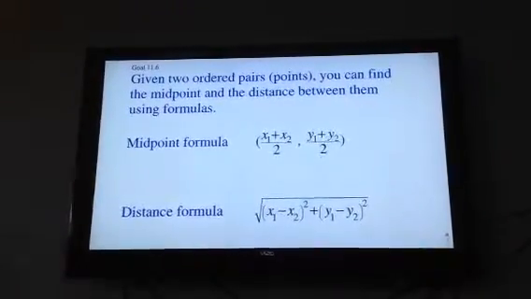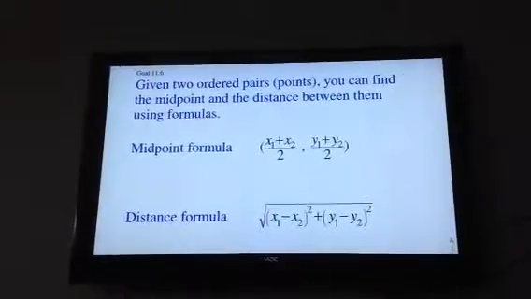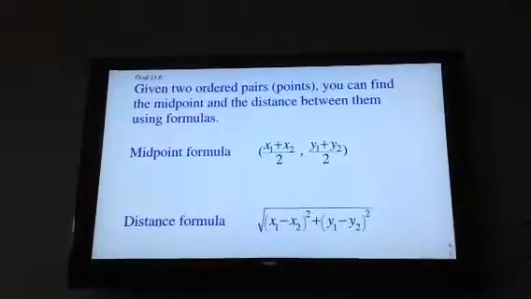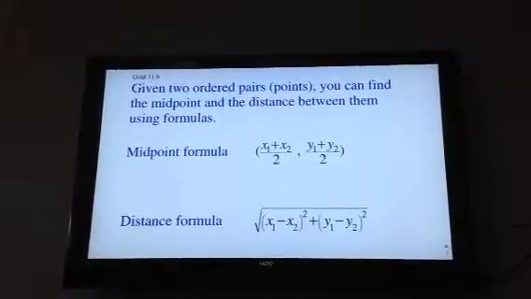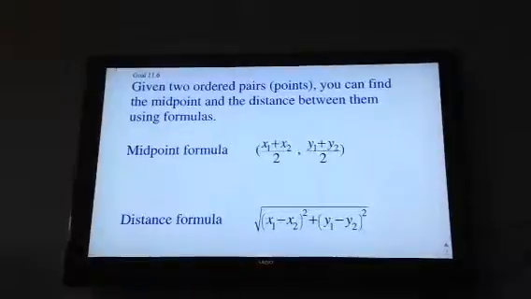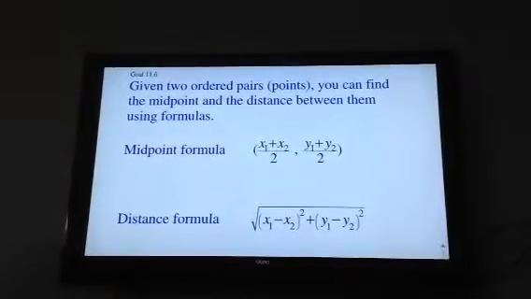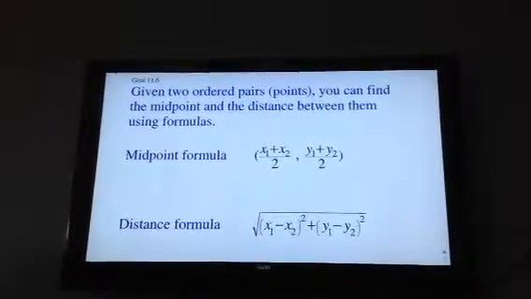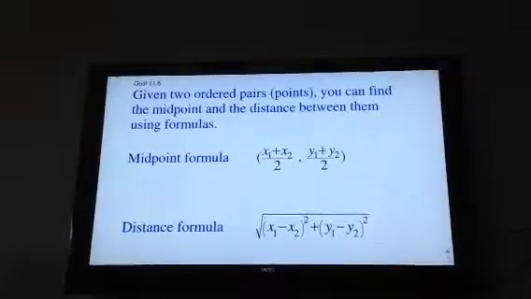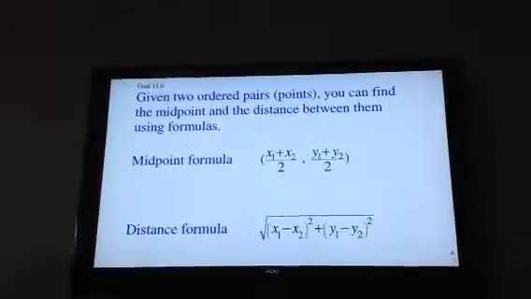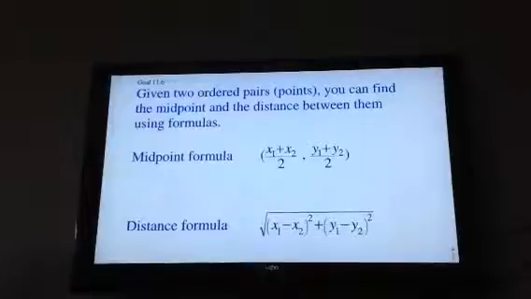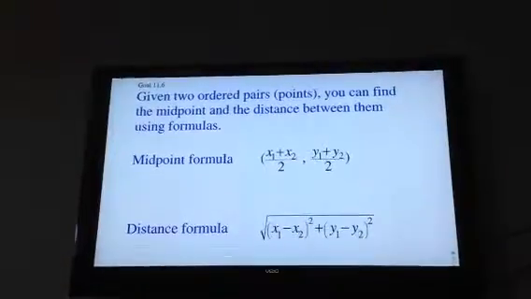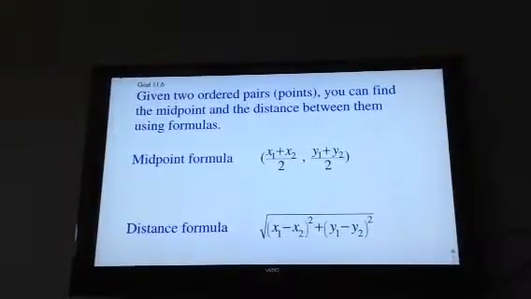Given two ordered pairs, or points on a coordinate plane, you can find the midpoint and the distance between them using formulas. When you're on a number line, it's really simple to find the middle and how far apart they are. But when you're on a coordinate plane, that's not so simple to do, aside from getting a ruler out maybe and measuring that. You can't even be exact for sure then.